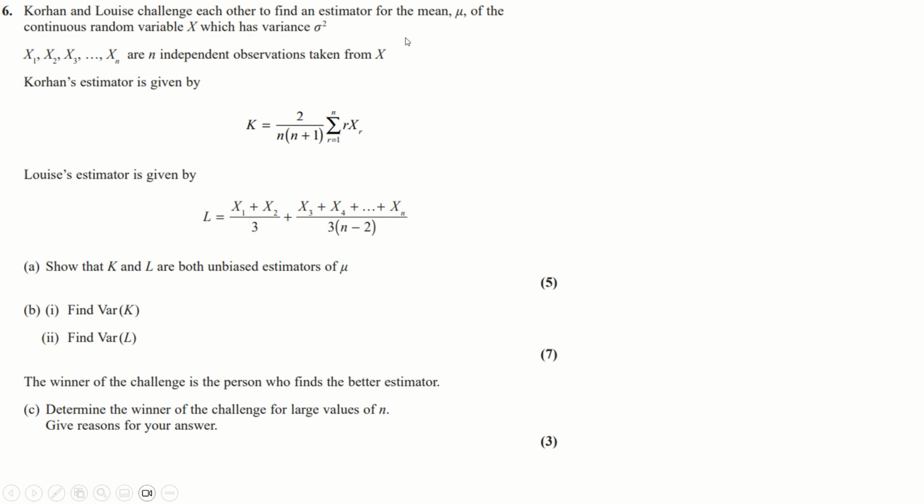Anyway, Korhan and Louise challenge each other to find the best estimator they can for the mean mu. This sounds like something me and Mr. Winfield would do in our downtime. Anyway, Korhan's got this estimator here, Louise has got this one here. Show that they're unbiased estimators.